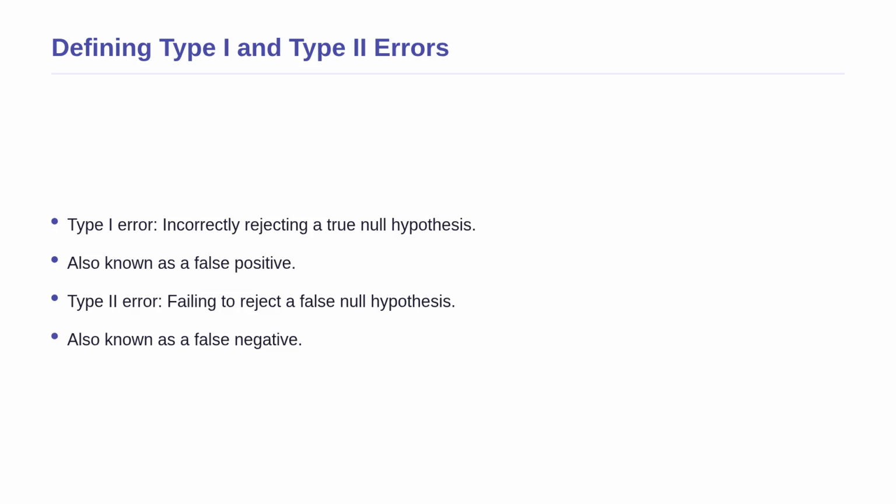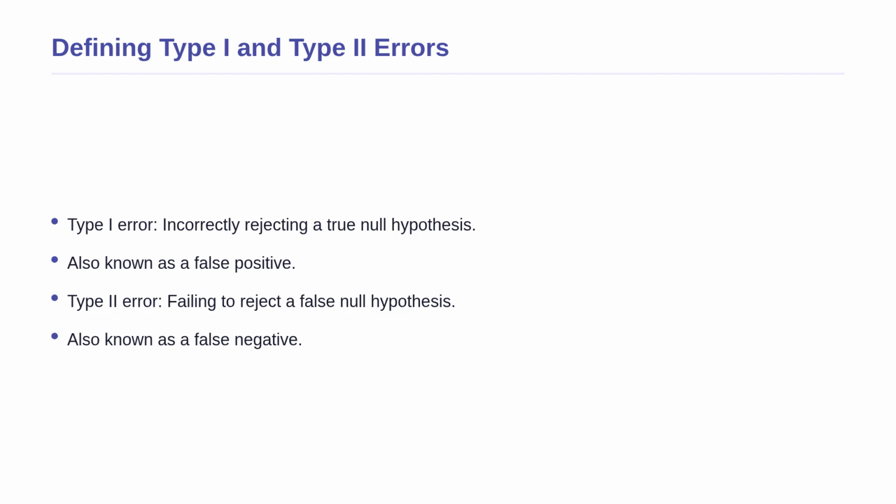Building on our hypotheses, we can now define the two specific errors that can occur. A type 1 error happens when we incorrectly reject a true null hypothesis. This means we claim there is an effect or a difference when none actually exists. In medical testing, this is often called a false positive because the test falsely claims a positive result.